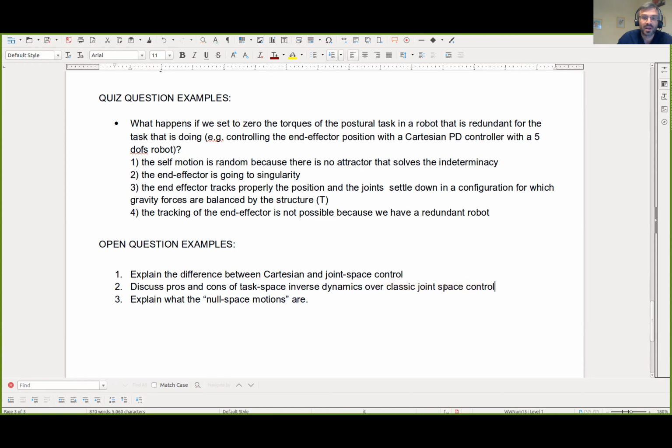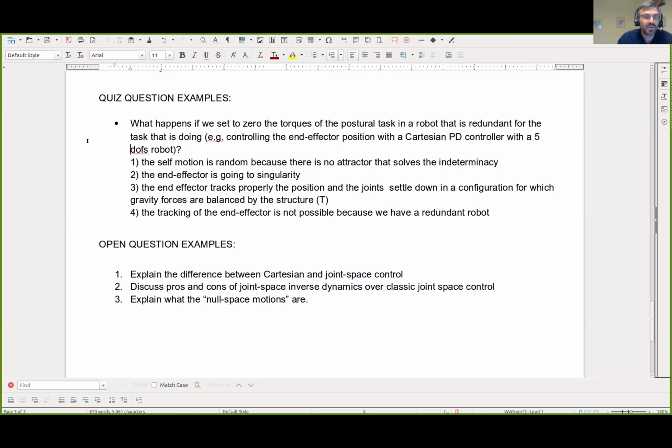In this case, I want you to talk about the fact that inverse dynamics is compensating for inertial effects, Coriolis effects and nonlinear effects in the dynamics, and explain what the null space motions are: motion in joint space for which there is no motion at the end effector.